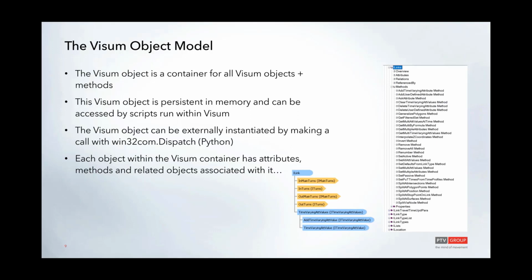So the way to get into these objects in Visum is you go from visum.net and then the object name, and then the hierarchical flow goes from there. We'll of course have a look at how this works within the Visum interface after we discuss the overview.